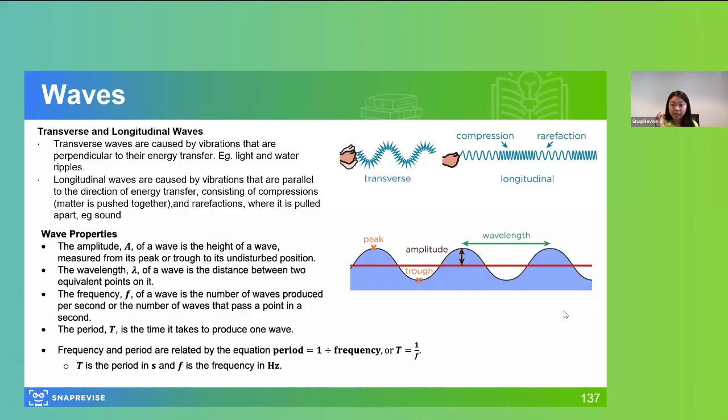A period, this is a math question that shows up a lot. A period is the time it takes to produce one wave. And because we know frequency is the number of waves in 1 second, you can use the equation period equals 1 over frequency. Remember the units. Period is in seconds and frequency is in hertz. Always, always frequency in hertz. Frequency is always in hertz, not kilohertz. Period is always in seconds. Remember to note that down.